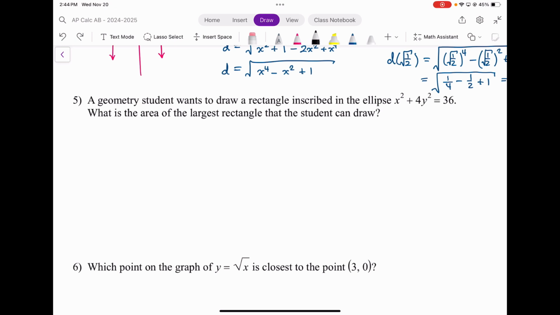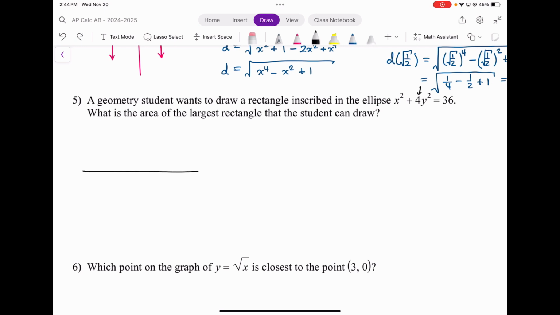All right, so I'm going to draw my ellipse. Now, is it wider or is it taller, due to this 4 here? So imagine y is 0. What would x need to be? It would have to be 6. Okay? Imagine x is 0. What does y need to be? Looks like y squared would have to equal 9. And so that means y would have to be 3. So it looks like this is a wide ellipse.